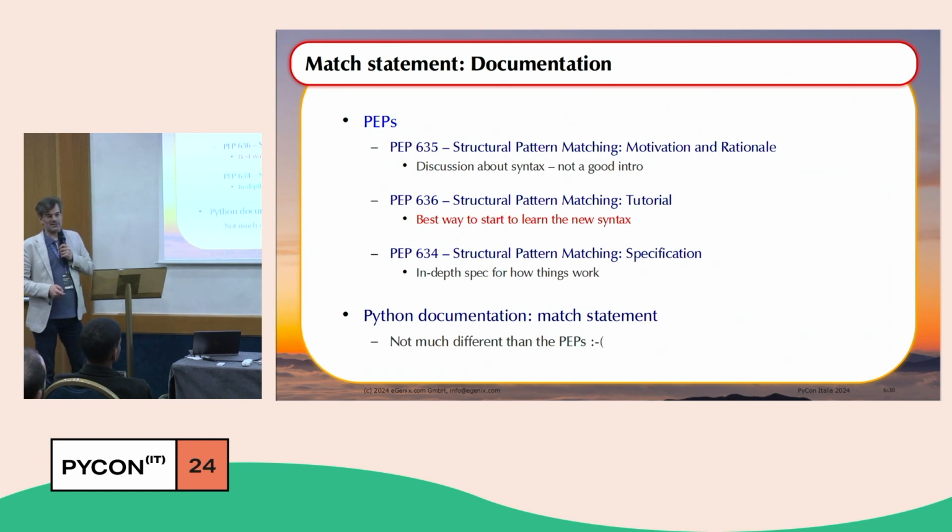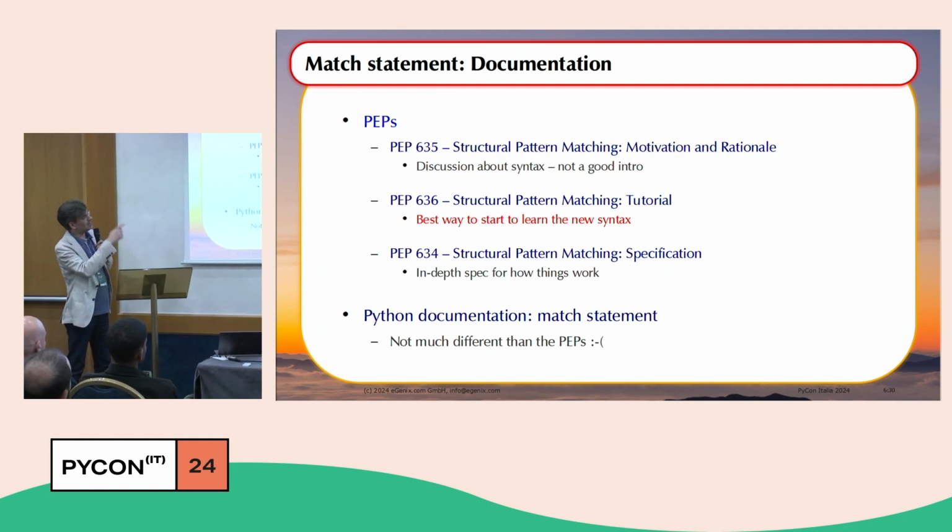One of the reasons for this, I guess, is documentation. Because if you want someone to use whatever you put into the language, of course you need good documentation for that. Unfortunately, we only have these PEPs. And the PEPs are really very, very technical. The best way to start is PEP 636 if you want to learn about the syntax. The other ones are more about how everything works internally. And if you want to get into the true details, then that is something that you should read. But otherwise, they're not very helpful.